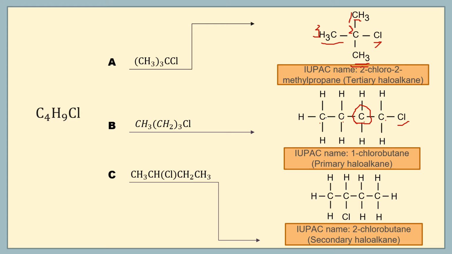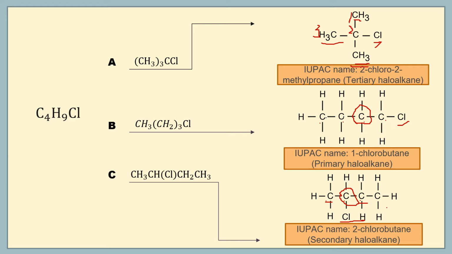As for isomer C, the IUPAC name, the carbon chain will start from here, 1, 2, 3, 4. The substituent we have here is Cl at carbon number 2, so the IUPAC name will be 2-chlorobutane. As for the classification, the answer is secondary haloalkane because we look from carbon number 2, the alkyl groups we have here are 1, 2. So that is why the classification for isomer C is secondary haloalkane.